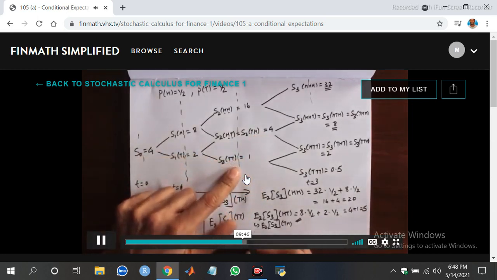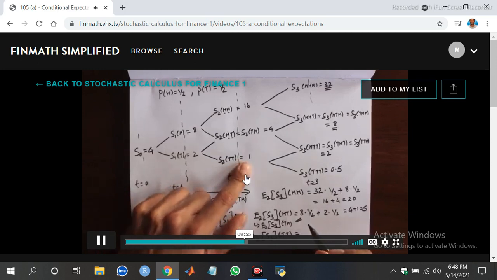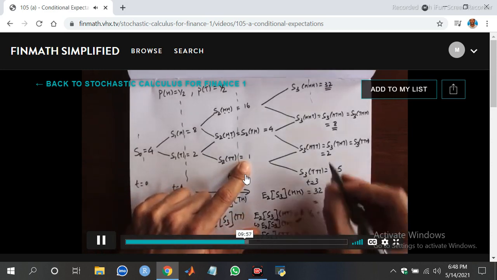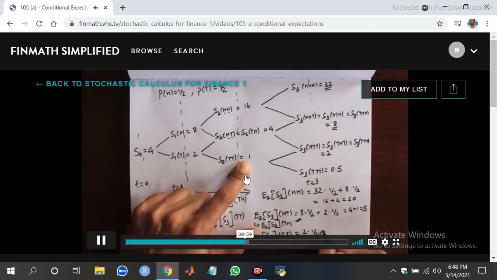Now the final thing we need to calculate is the expected value of S3 if the first two coin tosses were tails. Okay, we were here. Then we could get either a 2 with a probability of half, or we could get a half with a probability of half. So it would be 1 plus 0.25, 1.25, right?